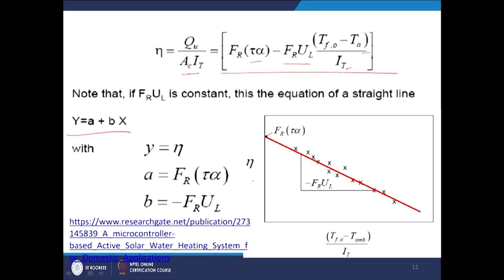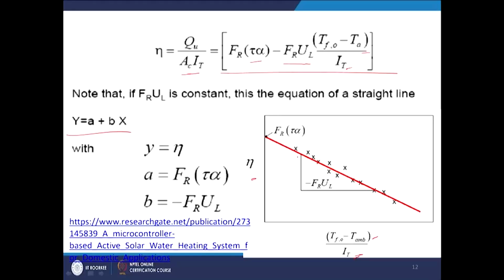So, if we plot efficiency versus this, we can measure the T F, we can measure the ambient temperature T A, and we can measure the intensity of the light which is coming, that I T. So, then we can plot and get the values of A and B, and from A and B we can get the value of F R, and we can get the value of U L like this.